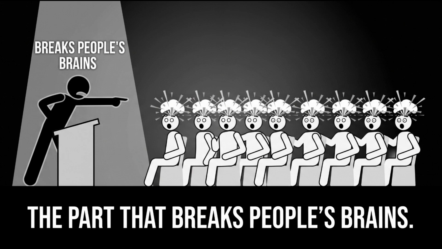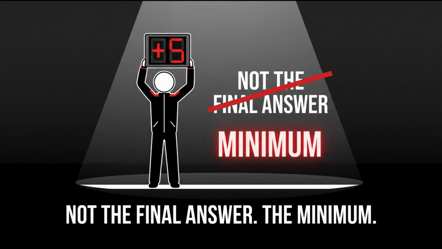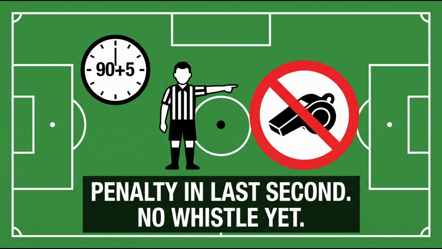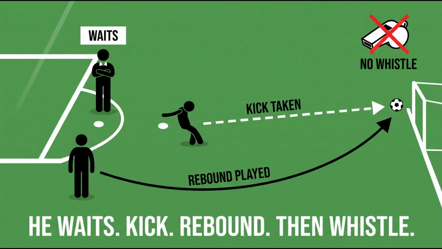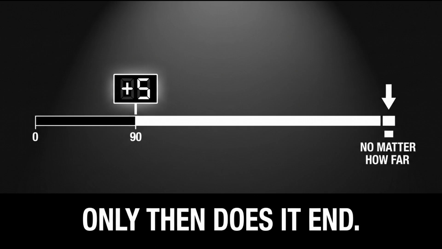Here's the part that breaks people's brains. The number the fourth official holds up isn't the final answer. It's the minimum. If a penalty gets awarded in what should be the very last second, the referee doesn't blow the whistle. He waits. The kick gets taken, the rebound gets played. And only then does the match actually end, no matter how far past that number the clock runs.